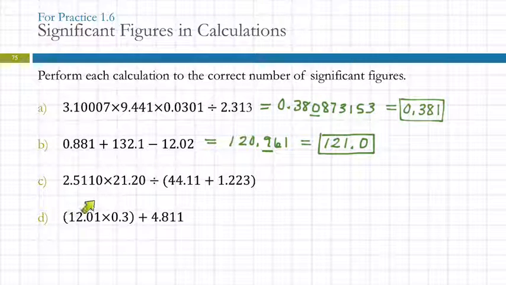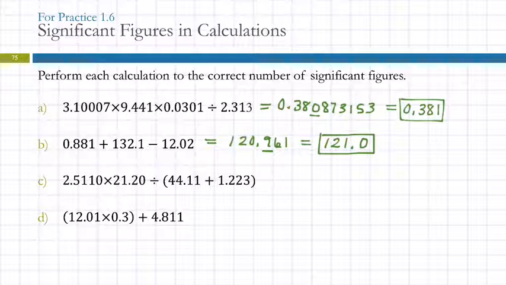Okay, in the third example, we have multiplication, we have division, and we have addition. We have 2 different rules that are going to be used. So we can't just do this based on one or the other. We have to consider these sets of operations separately. So let's do this adding business that's in the parentheses.